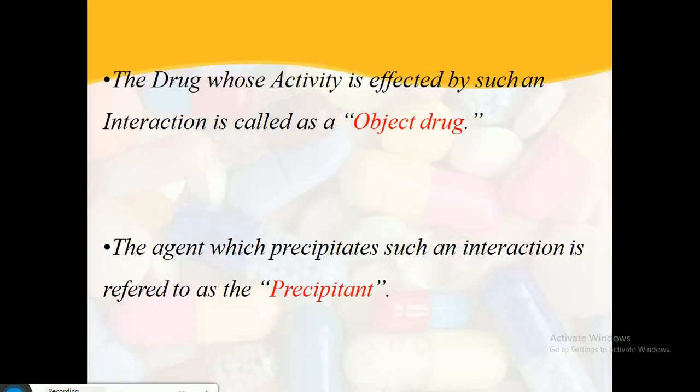Next, the drug whose activity is affected by such an interaction is called the object drug, while the agent which precipitates such an interaction is referred to as the precipitant. So this is the main point I have mentioned here: the object drug, and the second one is the precipitant. We will discuss this in the next topic.